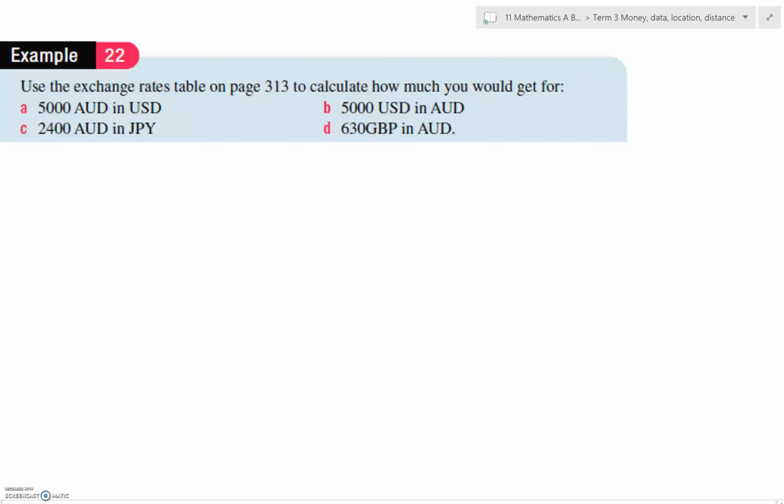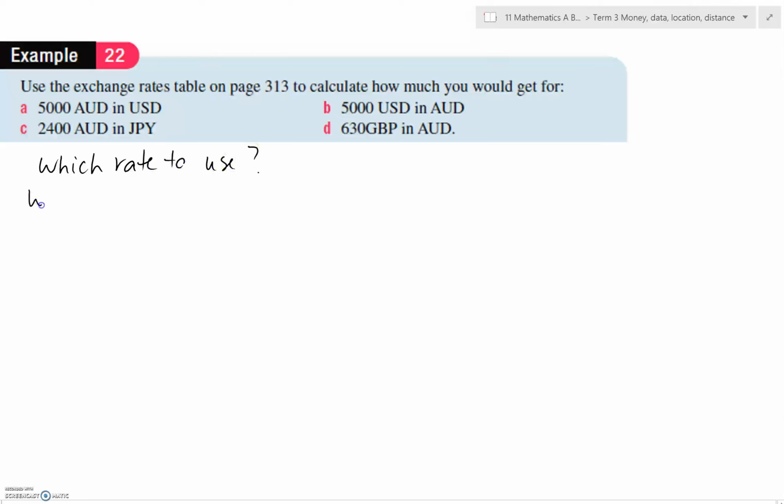Now, the last example I want to do is use the exchange rates table on page 313 in your textbook to calculate how much you would get for the following. So A, B, C, and D. Now, you've got a whole lot of different rates quoted, so you're going to need to decide which rate to use. Well, it kind of depends.